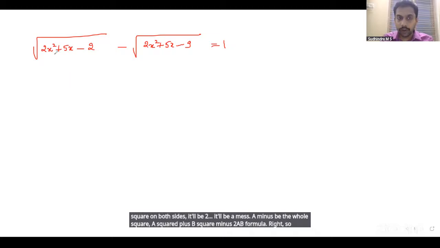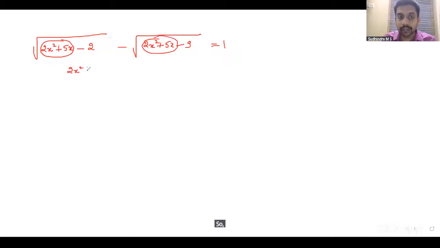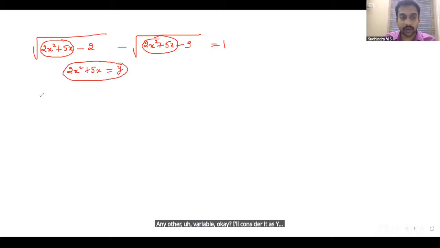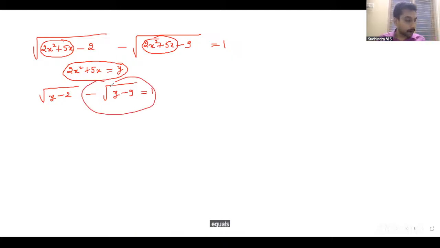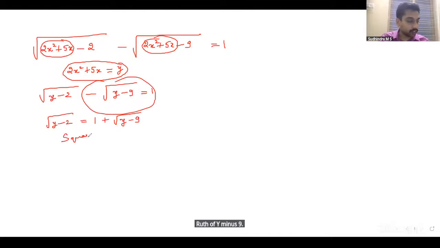If you observe, here I have 2x square plus 5x, and here also I have 2x square plus 5x. So I will consider 2x square plus 5x as another variable, y. If I consider it as y, what happens? Root of y minus 2 minus root of y minus 9 equals 1. I'll send this root of y minus 9 to the other side: root of y minus 2 equals 1 plus root of y minus 9. Now square on both sides.